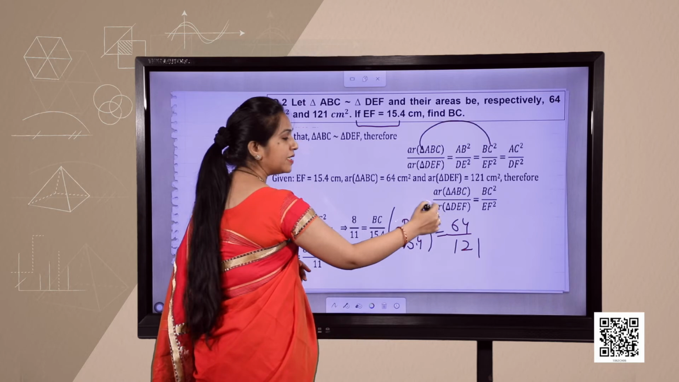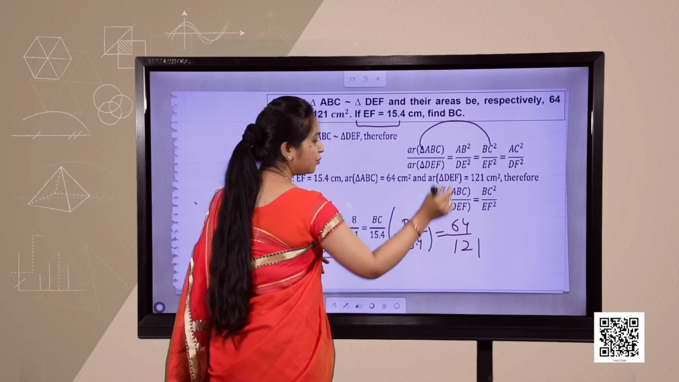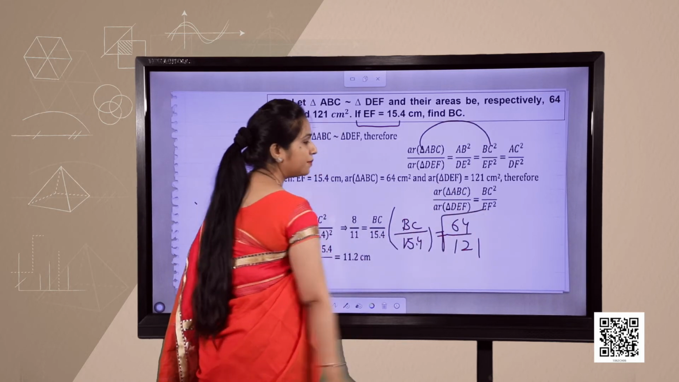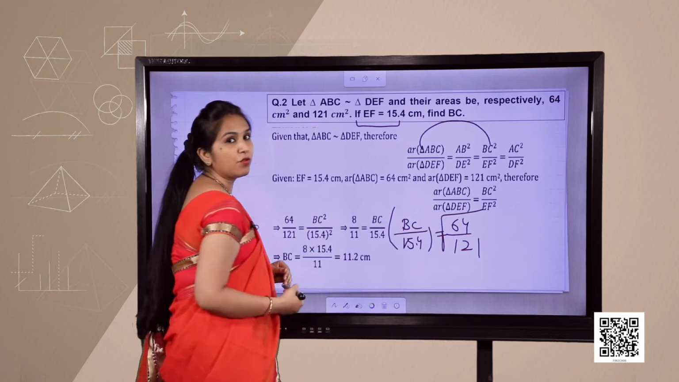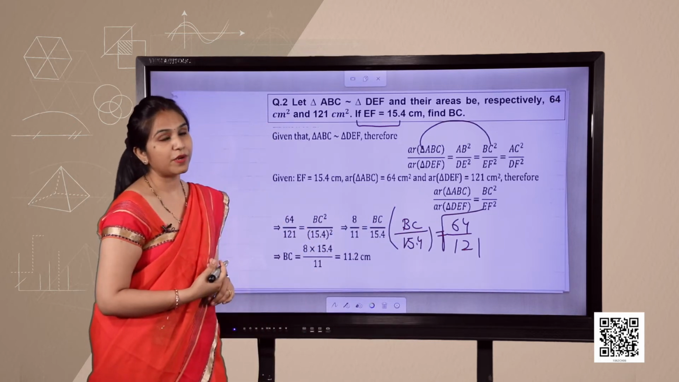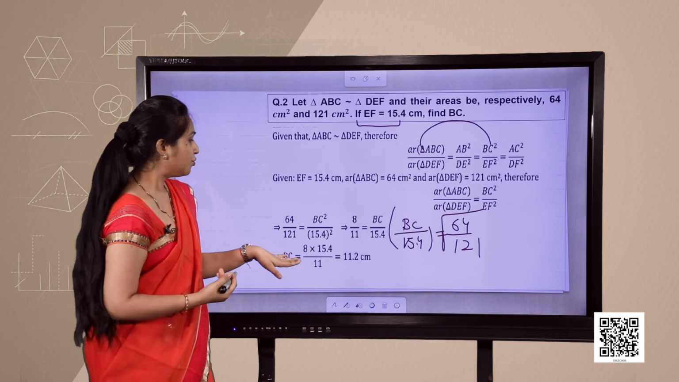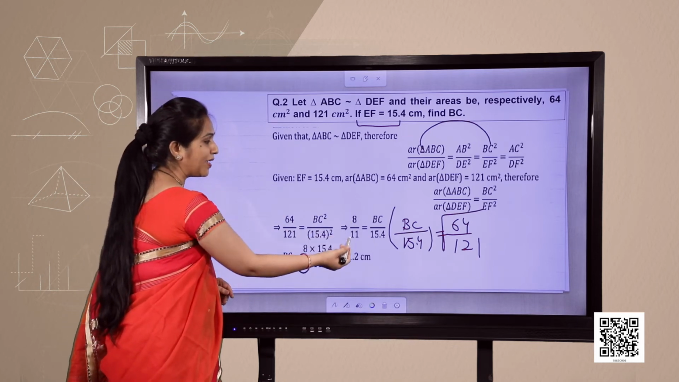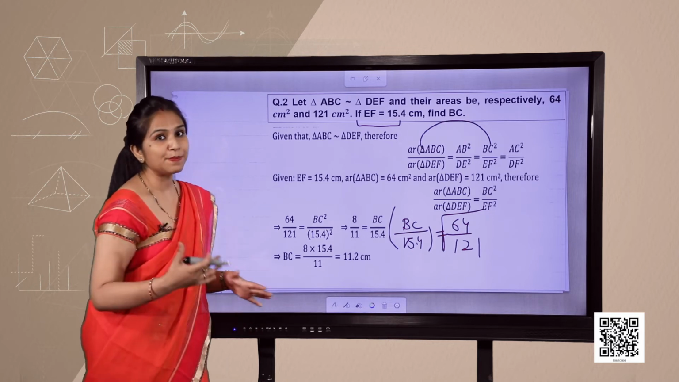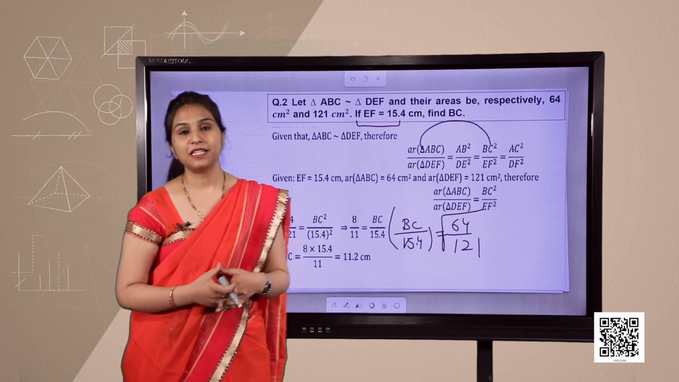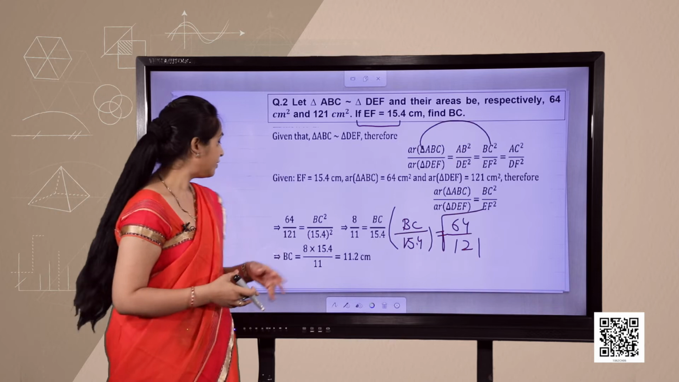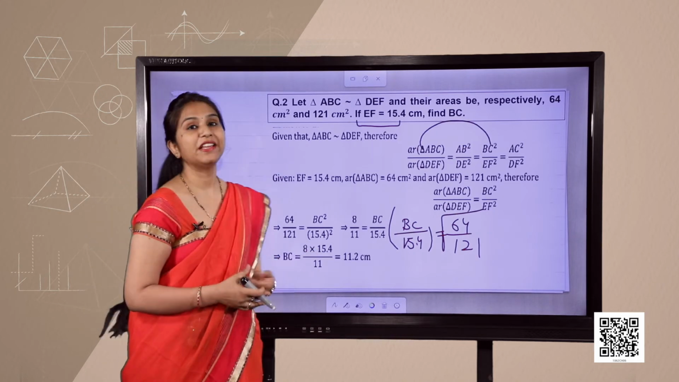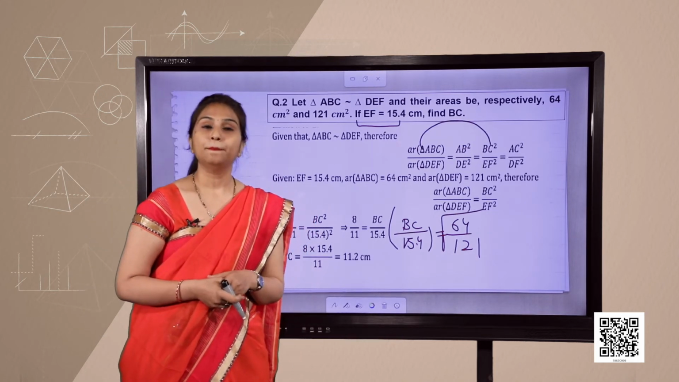And when you remove this square, you will have root on this number. What is square root of 64? It is 8 and square root of 121 is 11. So, you reach this step that BC upon 15.4 is equal to 8 by 11. Now, do cross multiplication, and after multiplication you will get the value of BC, that is equal to 11.2 centimeter.